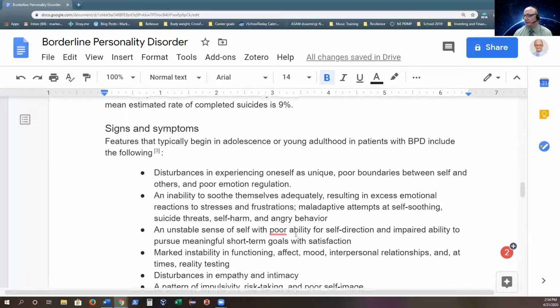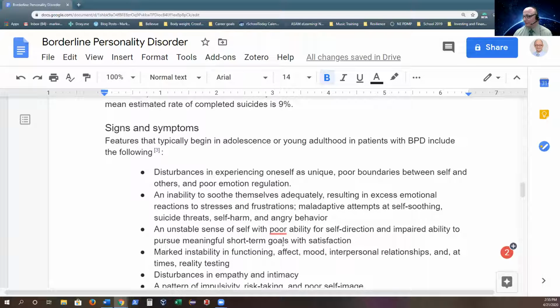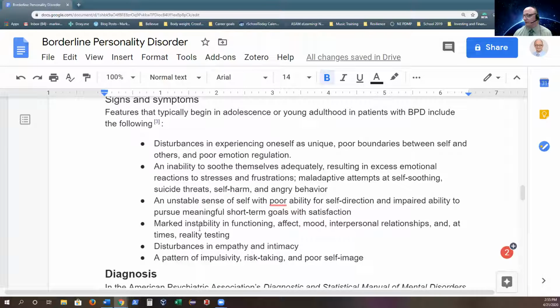Signs and symptoms begin in young adulthood or adolescence. Disturbances in experiencing oneself as unique, poor boundaries between self and others, poor emotion regulation. The boundaries is interesting because the classic example is somebody that loves you one day and then hates you another day, depending on what happened. Maybe you set a boundary or something, and now they hate you, or they love you immensely. And then emotion regulation, that love and hate affects their emotions dramatically, so it can go into suicidal depression from feeling euphoric.